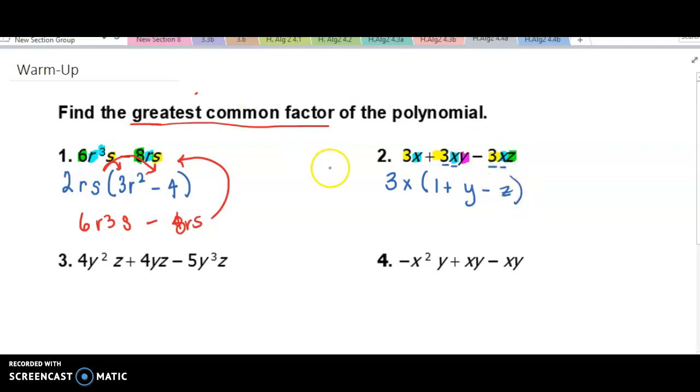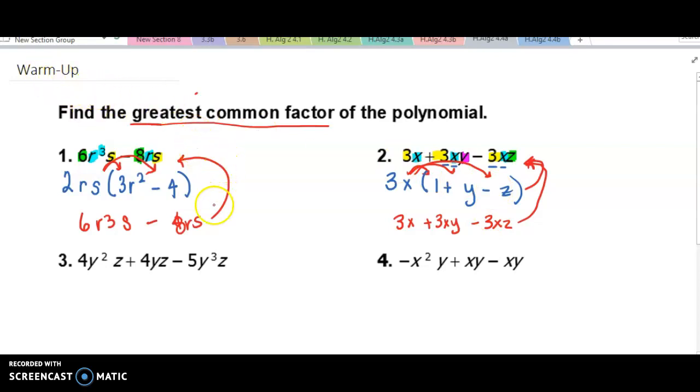Okay, now once again, if you want to double check yourself, you can distribute this into all 3 places, and so 3x times 1 is just 3x, 3x times y is a plus 3xy, and then 3x times minus z is just a minus 3xz, and as you can see, these are the same things.